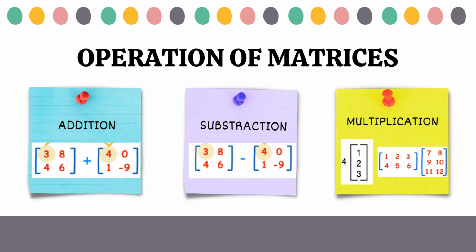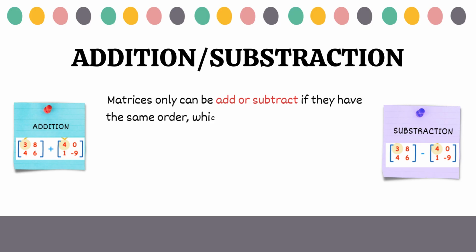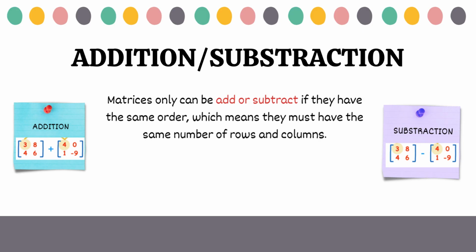These operations follow special rules and can only be done when the matrices involved have compatible size. Learning these operations is important because they are used in solving equations and real-world problems in areas like science, engineering, and data analysis. Matrices can only be added or subtracted if they have the same order, which means they must have the same number of rows and columns.